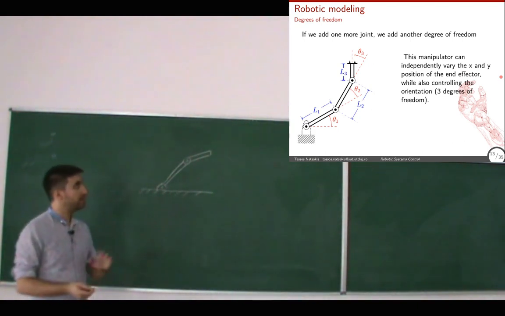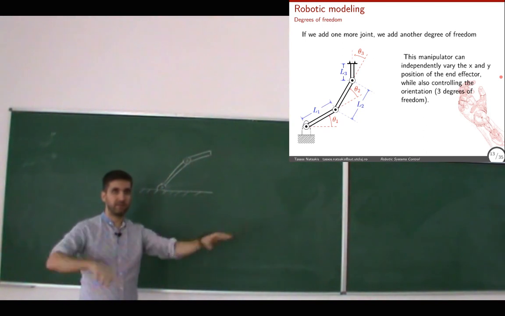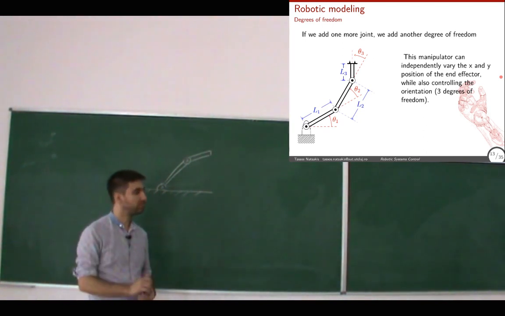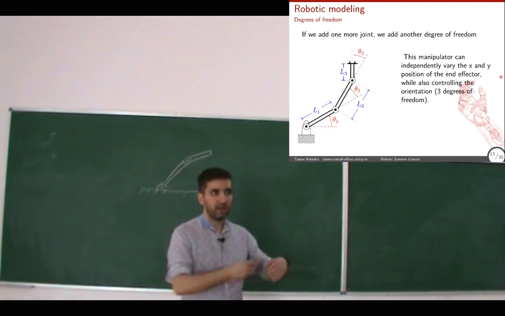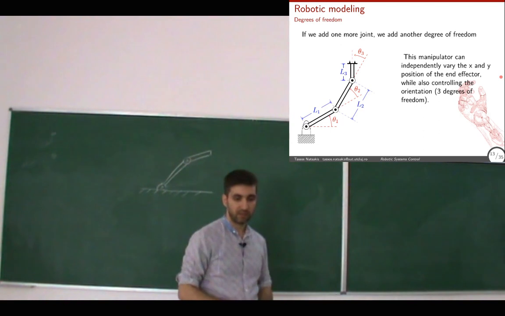Now, these links and joints allow the robot to reach a certain space around it. It has to do with the length, the type of joints, how they are oriented relative to each other, and so on.